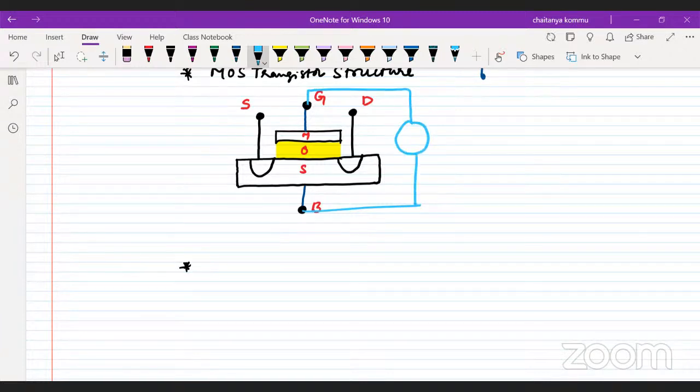Why do we need to apply the potential difference between these two? Anyone from the class? Why do we need to apply the potential difference between gate and bulk? Can you type it in the chat box? Can you help me? What is the reason why we need to apply the potential difference between these two? Anyone from the class?